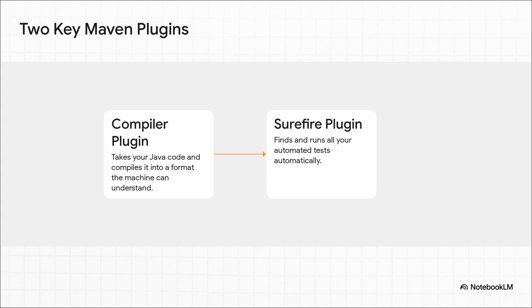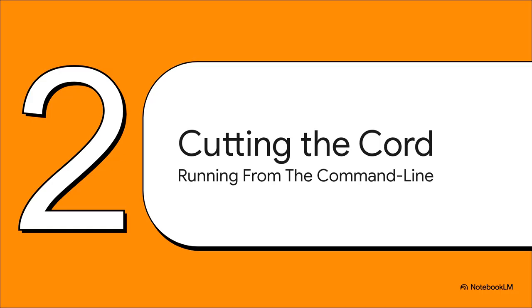Now, inside that recipe, there are two instructions or plugins that are super important for us. First, you've got the compiler plugin. That just takes the Java code that we can read and turns it into bytecode that the computer can actually run. And then there's the Surefire plugin. This is the magic. It automatically goes out, finds all of your tests, and just runs them. No clicking buttons required.